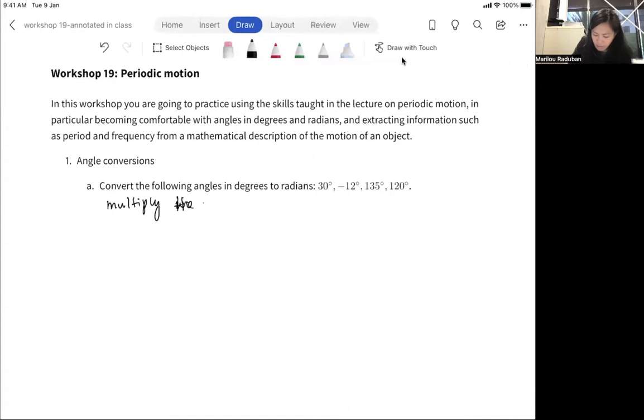the degrees with pi over 180. And the conversion of angles from degrees to radians is a recipe. The multiplication with pi divided by 180 is a recipe that can be applied to any angle. There's no exception to the rule.